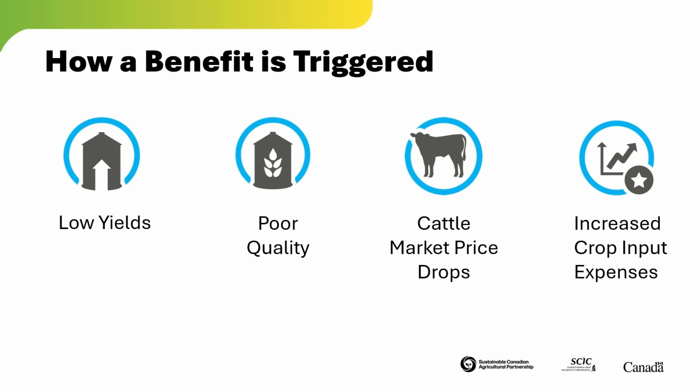So payments can be triggered by a combination of several factors that maybe on their own might not trigger a payment. And one situation may offset another. So a bumper crop could offset the effects of poor commodity prices or increased expenses. But if you've got low yields, if cattle market prices drop, or you've got an increase in your crop input expenses, they all could trigger a benefit.